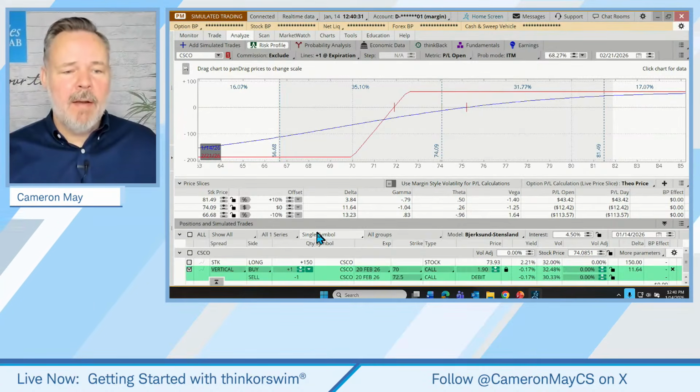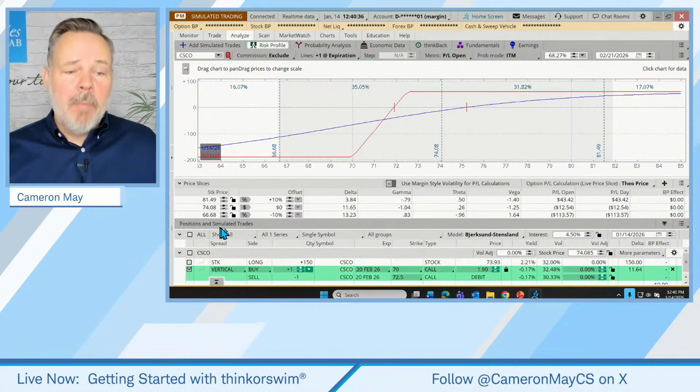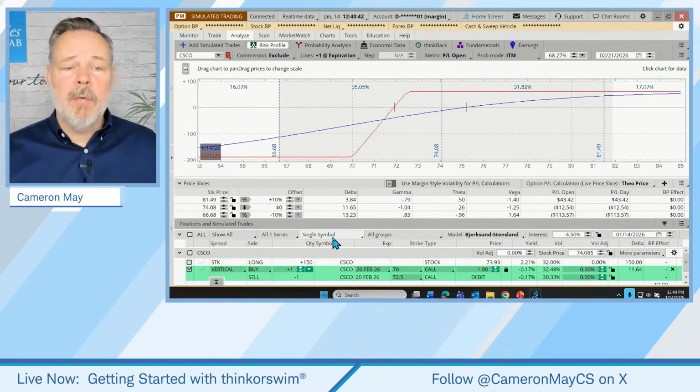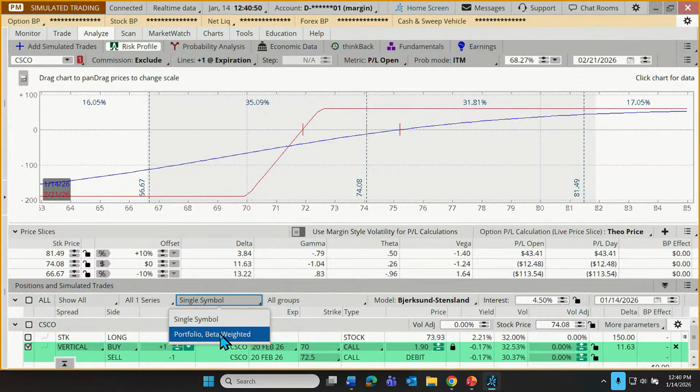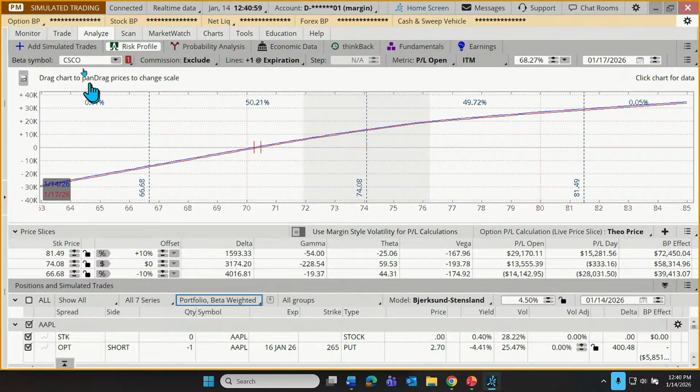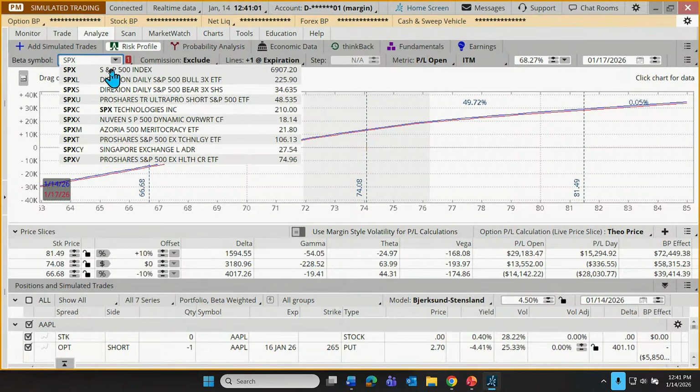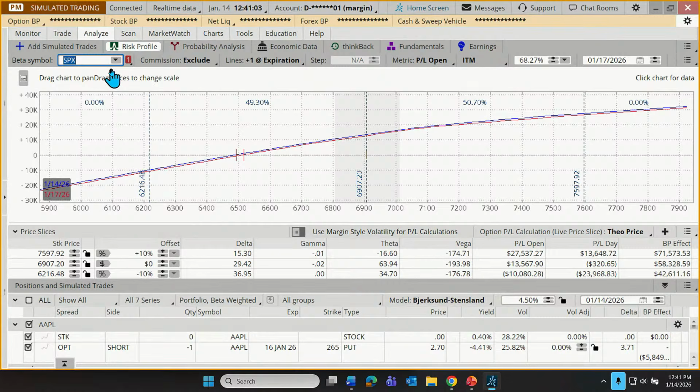And that's done right down here where it says, you'll notice it's saying, hey, of your positions plus your simulated trades, are you showing them all or just a single symbol? Right now, we're just looking at Cisco. What if I wanted to look at the entire portfolio, weighted by historical volatility? That's what beta weighted means. I'm just going to change this little menu here to portfolio, beta weighted. And then the one other thing I'm going to do is change my benchmark up here. I'm going to change the symbol to SPX. So what this is now doing is it's showing us a profit or loss chart of the entire portfolio.